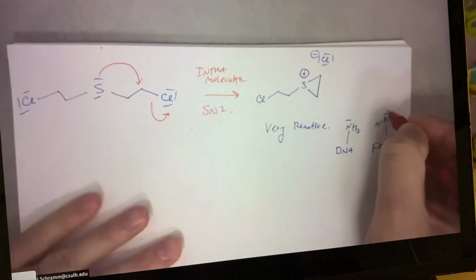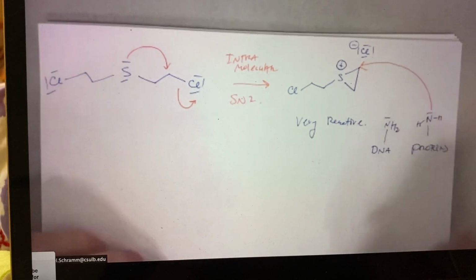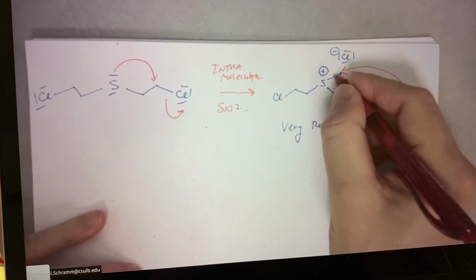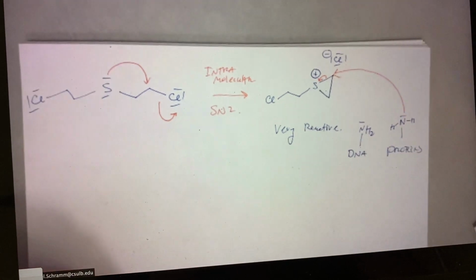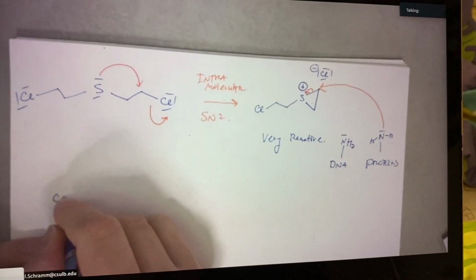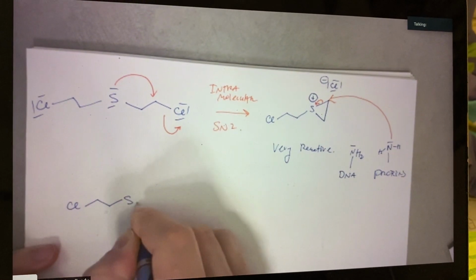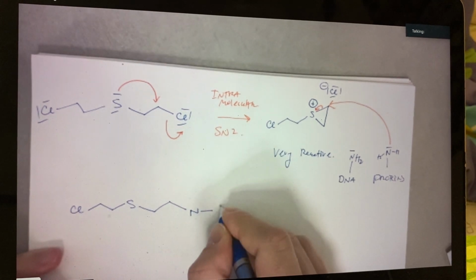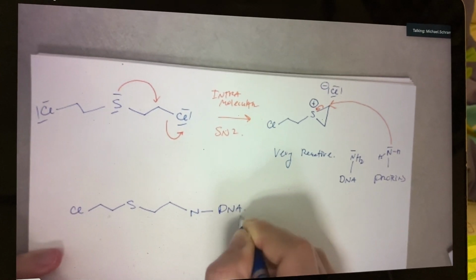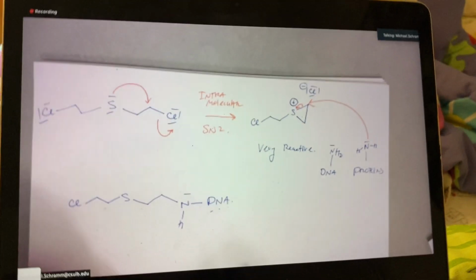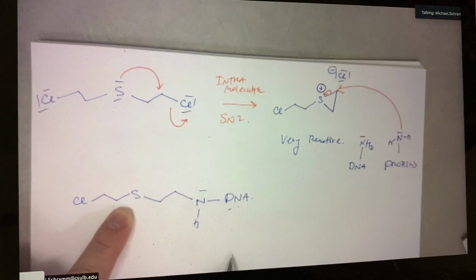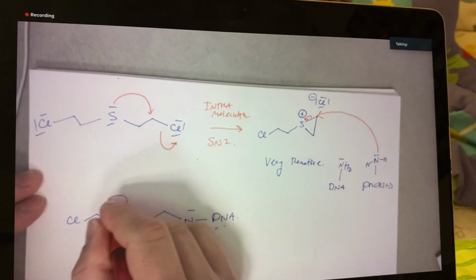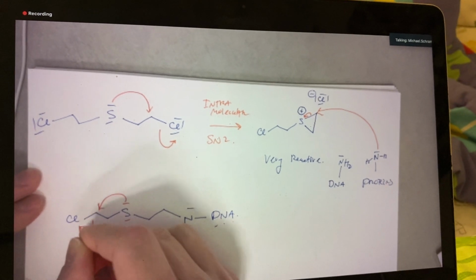And so what happens to this is that this nucleophile, or water in the previous rate examples, attacks this, pushes the electrons back, and now we have either DNA or protein linked to this molecule. And this can happen again on the other side.